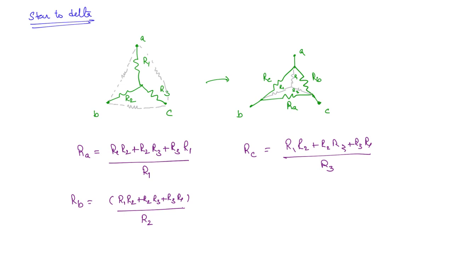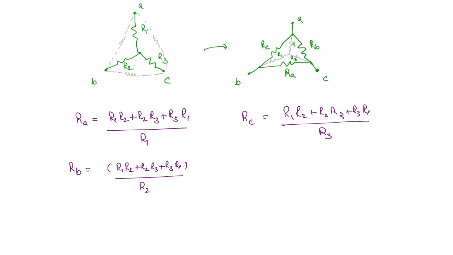Basically the numerator is the sum of the products of two resistors. We have taken two resistors, multiplied them and added all of them. This you have to remember. In the denominator, it will be the resistor that is opposite. So RA opposite to R1, we have R1. Similarly, RB, R2. Similarly, here you have RC, opposite to that is R3. If you change the configuration also, you can take RA here, RB here, RC here. Remember that the opposite resistor should be in the denominator.